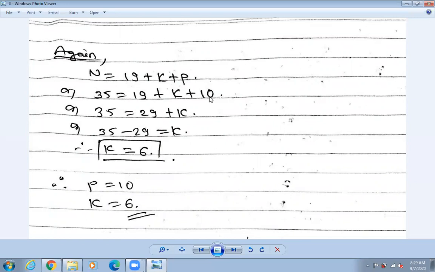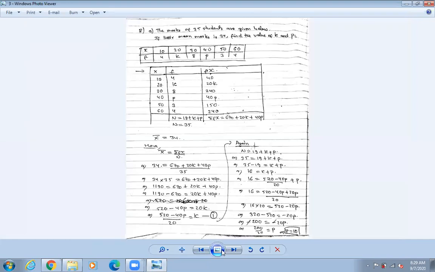Okay, so add this number. So 19 plus 10, it becomes 29. So 29, when it goes this side, it becomes subtraction. So 35 minus 29, it becomes 6. That means the value of k is 6. So therefore, p is 10 and k is 6. So this is going to be our answer. Is that okay? If there is any problem, you can ask me. Okay, so offline you can ask me.